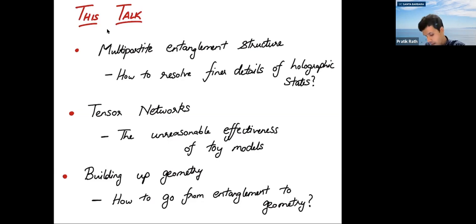So one of the things would be to emphasize how tensor networks are useful in understanding this entanglement structure in holography. And the other theme of this talk would be to sort of reverse the arrow. A lot of the time we have a geometry and we use it to compute entanglement measures. We'd like to go in reverse and start with something like an entanglement structure and build up geometry in some suitable environment. So these would be the broad themes of this talk.